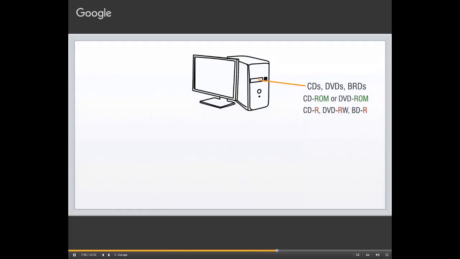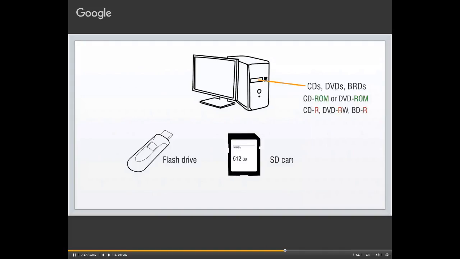There are two more long-term storage devices we need to talk about. The first is a flash drive. Flash drives are small, portable devices that use memory chips to store information. These memory chips are very similar to RAM chips. However, the information is persistent. The second is a secure digital or SD card. You might be familiar with these. SD cards are used in smartphones, tablets, and digital cameras to store information. They use non-volatile memory.